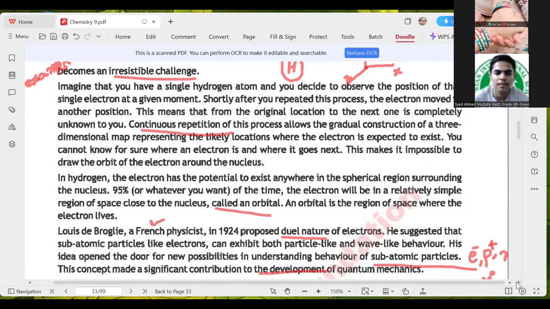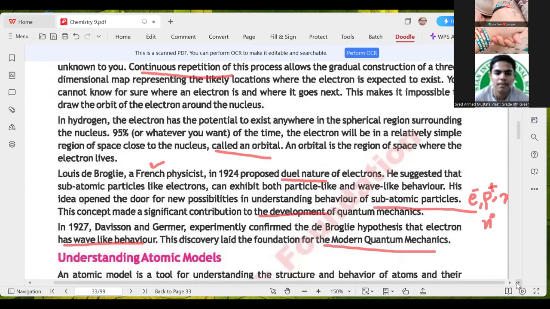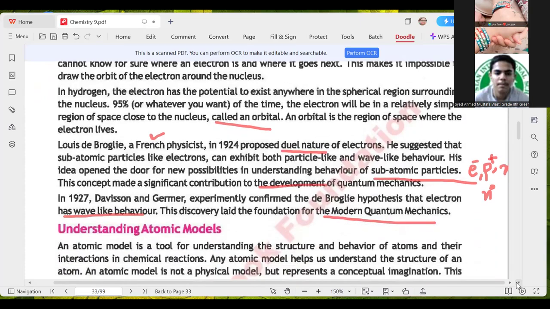Next, what was the work of Louis de Broglie? Louis de Broglie was a French physicist, and in 1924 he proposed the dual nature of electrons. He said that an electron behaves like a particle and a wave both at the same time. He opened the door for new possibilities in understanding the behavior of subatomic particles.